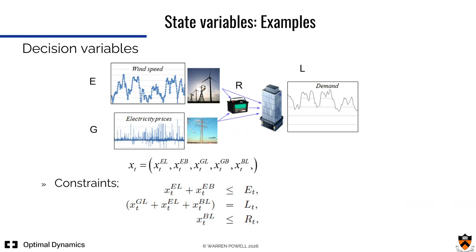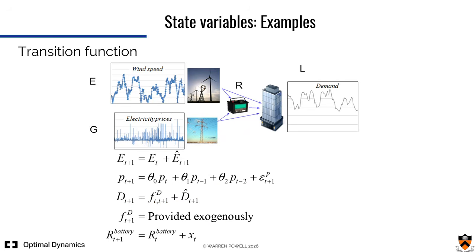The constraints are subject to the energy from the wind farm, the load from the building, and the R is the amount of energy in the battery. The grid is assumed to have infinite energy. And so the E_t, L_t, and R_t, that's information I need at time t. I'm going to need that information. So I'm going to put a red box around that.